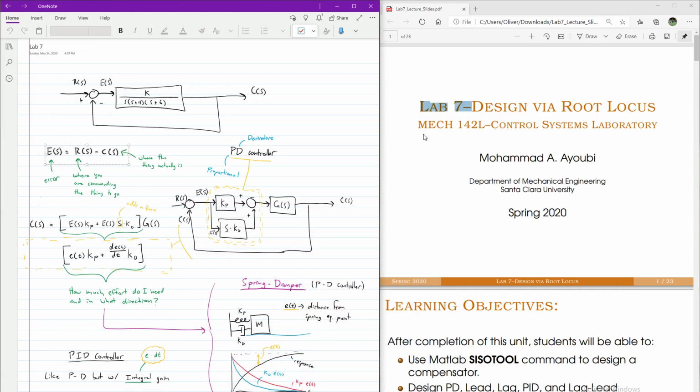Hello everyone, this is Lab 7. It's a big one talking about controller design and compensator design. They're interchangeable, controllers and compensators. Okay, so let's get into it.